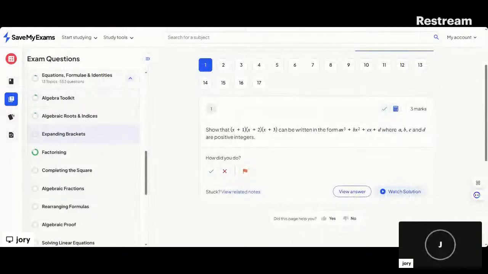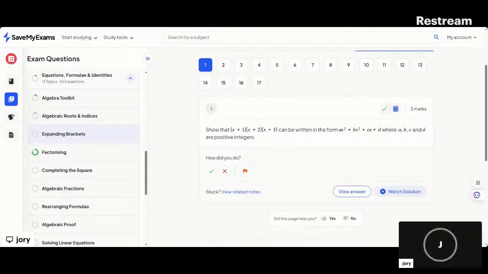Show that this could be written in this form, where everything is a positive integer. x plus 1, x plus 2, and x plus 3. Let's do the first two first. x and x is x squared. x and 2x is 2x, and then plus x plus 2 times x plus 3.